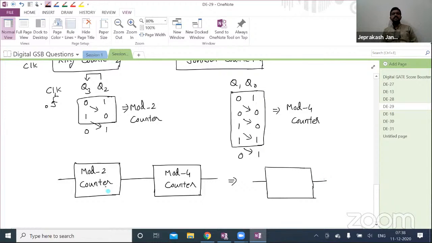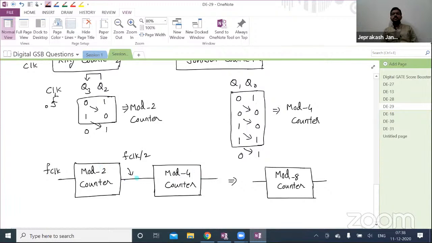Mod 8, right? Yes, you just have to multiply these two, that's all. Mod 2 times 4 is nothing but a mod 8 counter. Or in other words, if you assume the clock signal frequency is f clock, the output of this counter is f clock by 2. Here 2 is nothing but the number of states.